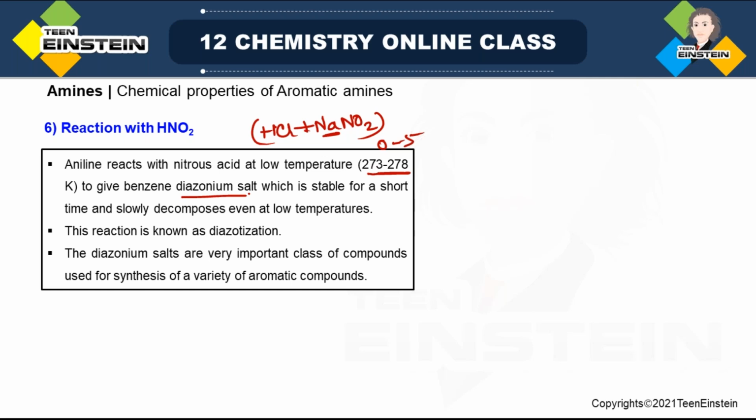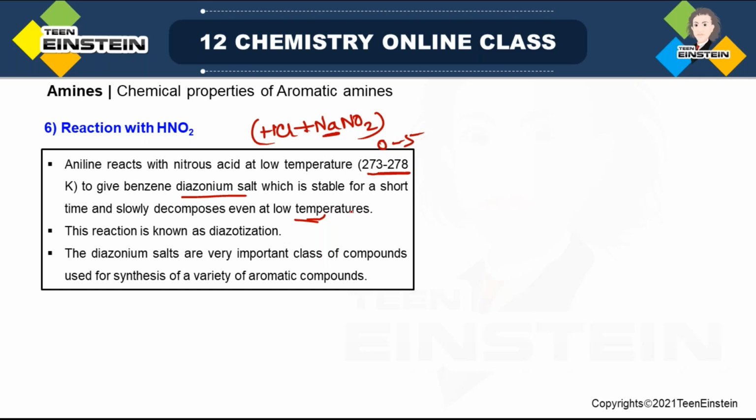Now, this diazonium salt is stable for a very short time, provided you are maintaining the low temperature. If somehow the temperature is greater than 5, this may be decomposed. Okay, so that is why you have to maintain low temperature. And don't think that at low temperature also it is stable for a long time. No, that is also stable for some time. So this diazonium salt that is produced, it is called diazotization, as if you are diazotizing aniline by the treatment of HNO2. But HNO2 you are not directly using, you are using a mixture of HCl and NaNO2.